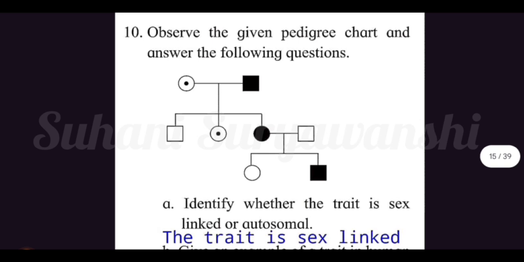So the next question is question number 10, in which we have been given a pedigree. We have to observe the pedigree, and then depending upon the pedigree chart we have to answer the questions. Okay, so let's check out what the questions are and what the answers will be.